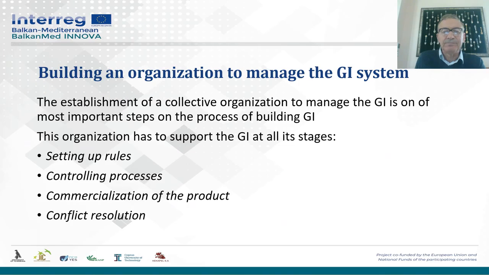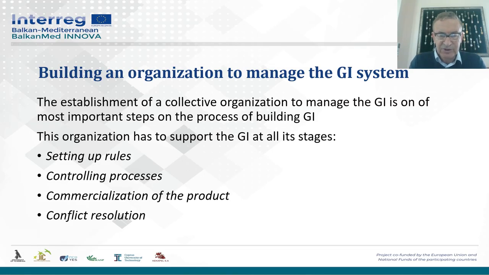So, as we discussed before, there are several criteria we should use to identify the territory. We should also identify the product and the qualities that make it different from others. But it's very important in building a GI to establish an organization that will manage the GI system. The organization is a very important element.